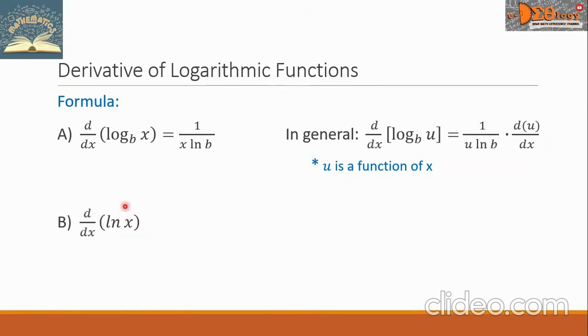Letter B formula, d over dx of ln of x. This is equal to 1 over x. In general, we write d over dx of ln of u. Again, this u is a function of x. This is equal to 1 over u times du over dx.